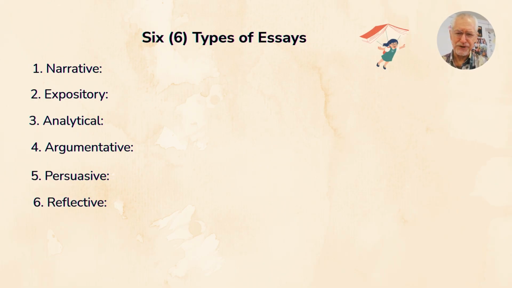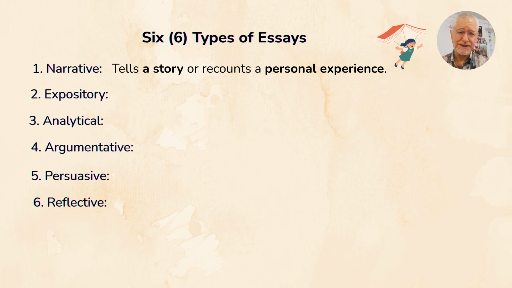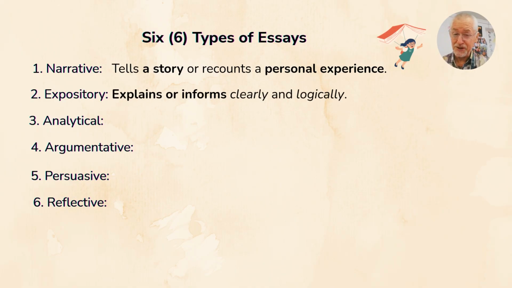Well, number 1 is a narrative. This tells a story or recounts a personal experience. A narrative is a story, so a narrative essay tells a story or recounts a personal experience in story form. Number 2, an expository essay. This explains or informs clearly and logically. So you use clarity and logic to explain or inform your reader about a topic, idea, text, or event.